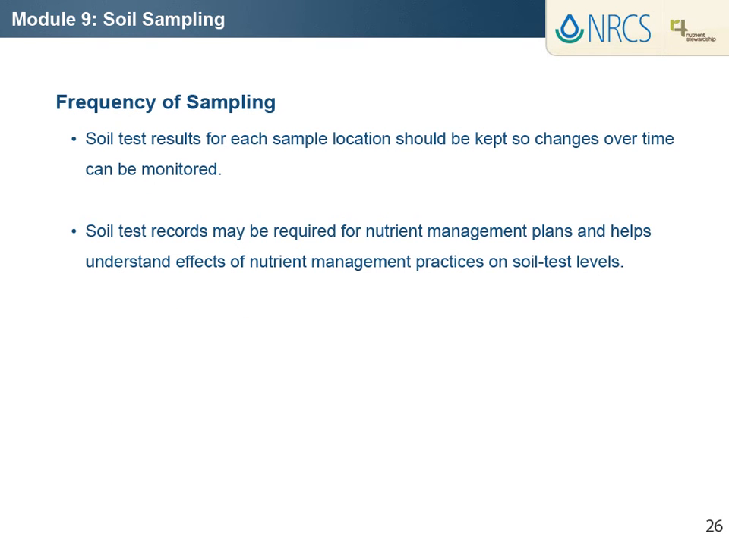Regardless of the sampling frequency, records of changes in soil test values over time should be kept for each location sampled. This record may be required in nutrient management plans and allows for comparison of test results over time to aid in evaluating effects of nutrient management practices on soil test levels. Also, frequent sampling provides trends of soil test change over time, which together with records of nutrient application and crop yield can help when test results are odd or unexpected.